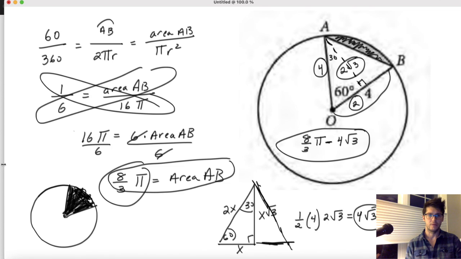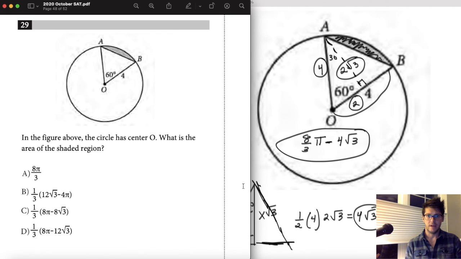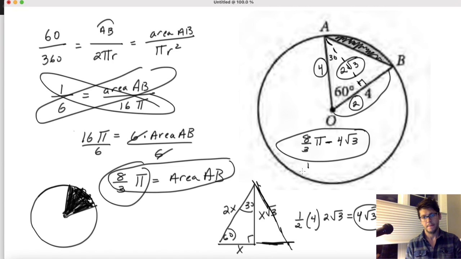Yeah, all they did is pull a 3 out. They said factor the 3 out. Then you have 1/3 times 8 pi minus, and if you're gonna pull this 1/3 out, then this becomes 12 root 3. So that if you had multiplied this 1/3 back in, you'd get 8/3, and you get 12 over 3.